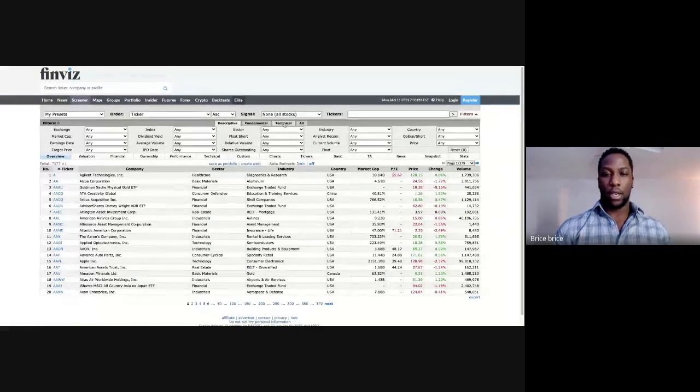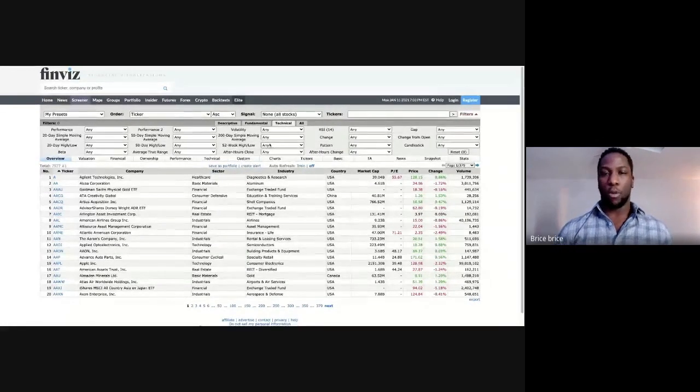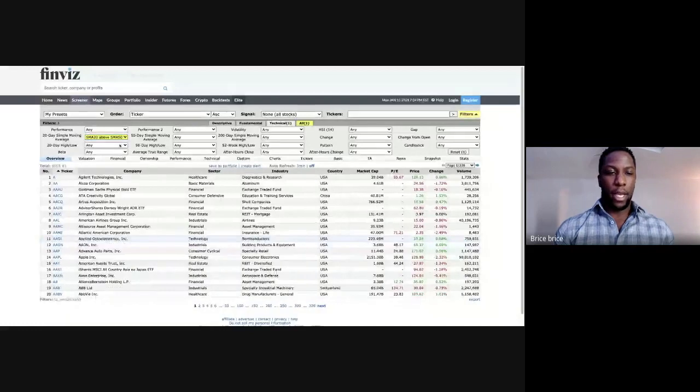For instance, you can go directly into the technical tab, because moving average is a technical analysis tool. And here, Emmanuel was mentioning the 20-day moving average and the 50 moving average. So if I'm going with the 20-day moving average, I can simply say SMA 20 above SMA 50, SMA for simple moving average. And here I basically have the list of stocks having that filter.